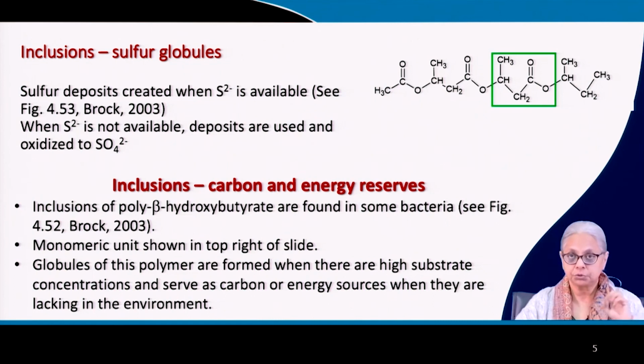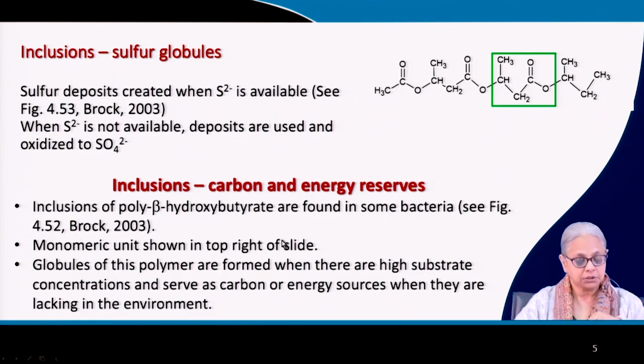You can refer to the figure in the textbook, and we also have another one which I'll come to. When sulfide is not available in the environment, you have certain bacteria, the sulfur bacteria, that can use these deposits and oxidize them to sulfate. So sulfur oxidizing bacteria will be able to create these sulfur globules.